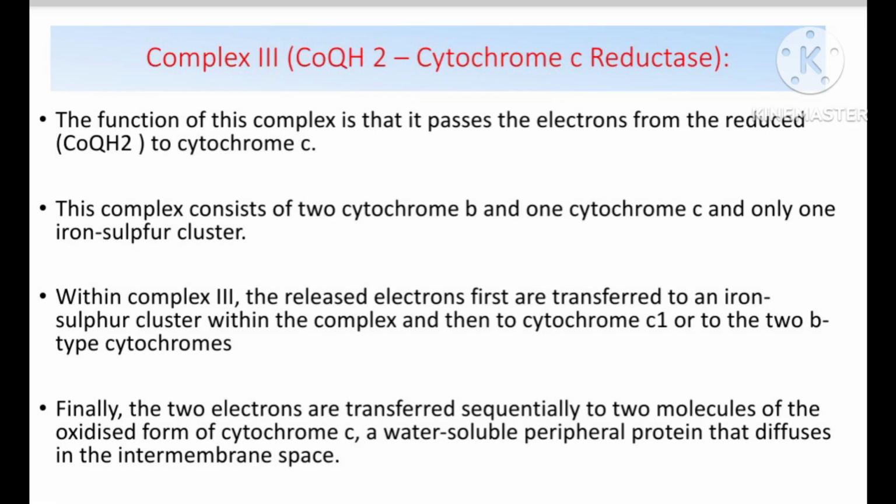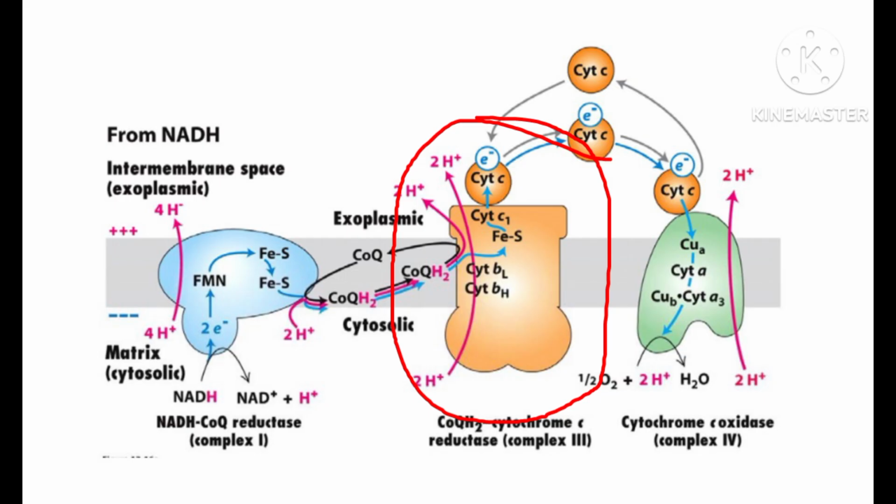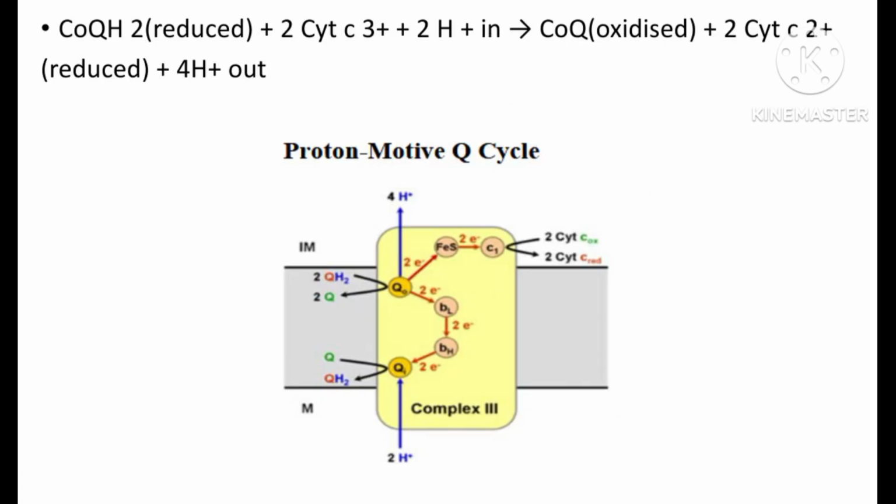Complex 3 is known as cytochrome C reductase. It consists of 2 cytochrome B and 1 cytochrome C and only 1 iron sulfur cluster. Electrons transferred to complex 3 by ubiquinone are first accepted by the iron sulfur protein, then cytochrome C, and then the 2 cytochrome B accept the electrons, which is known as the proton motive Q cycle. The proton motive Q cycle shows how electrons from complexes 1 and 2 enter complex 3 and are then further transferred to cytochrome C.